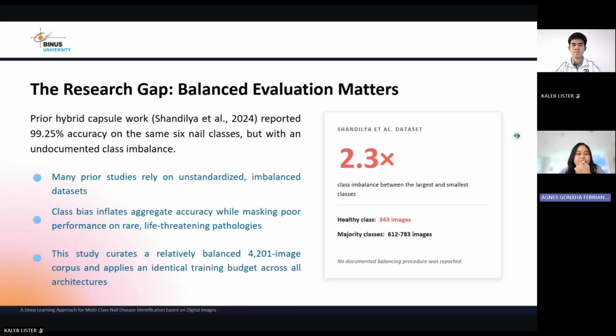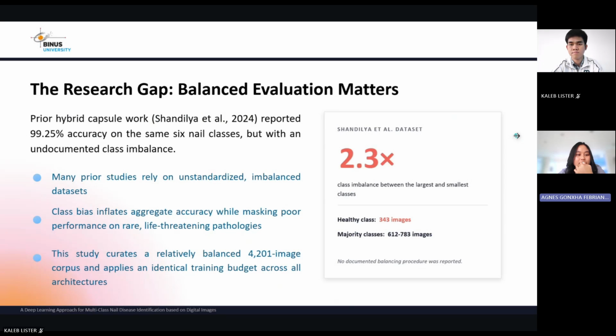So let's zoom into the gap. Sandilya et al.'s work reported 99.25% accuracy using a hybrid capsule CNN on the same six nail classes we're studying. But when we look closer at their dataset, we found a significant undocumented class imbalance. As you can see on the right, their healthy class only had 343 images, while the other classes had between 612 and 783 images each. That's roughly a 2.3 times imbalance, and there was no documented balancing procedure.